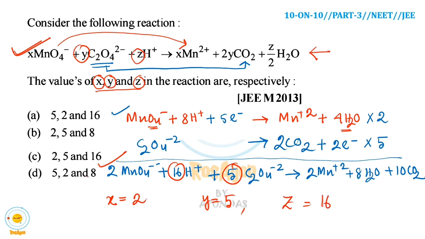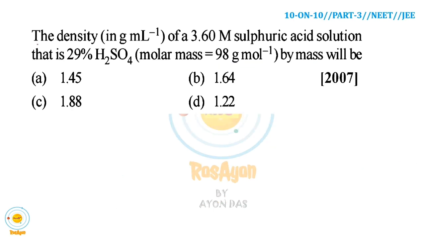So the values are 2, 5 and 16. That means the right answer is option C, 2, 5 and 16. Okay, see the next problem.